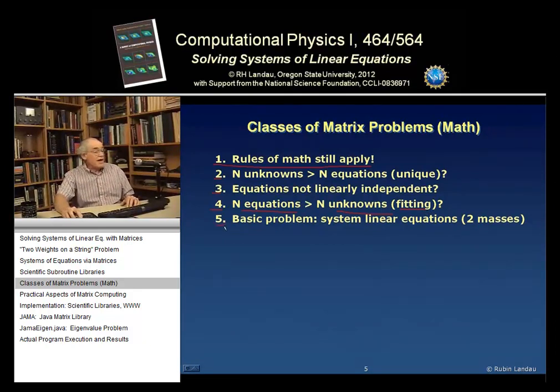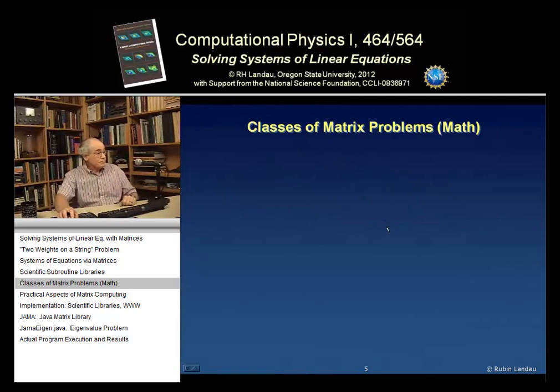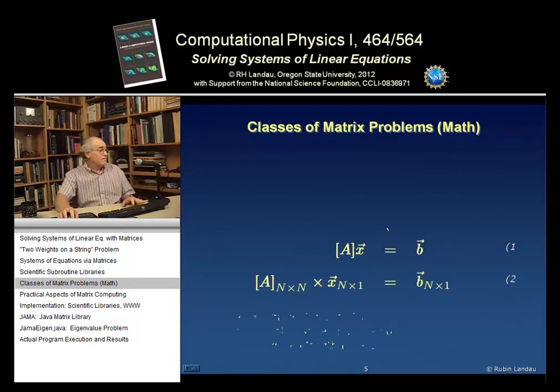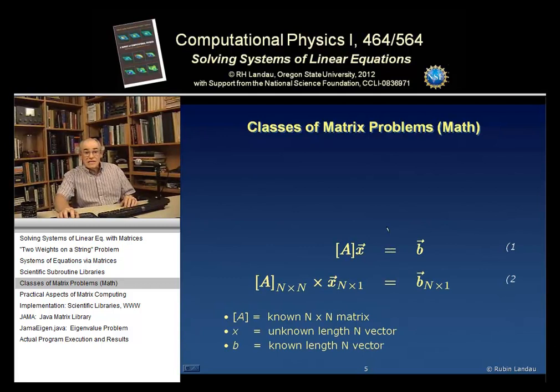So let's now look at our basic problem again. For all of linear algebra, the basic problem is like our 2-mass problem, how to solve a system of linear equations. Then you can write it in simple matrix form. So on the bottom of slide 5, we have our basic linear set of equations. So here equation 1 is our matrix A times a vector X is equal to another vector B. We know A, we know B, we don't know X. So that's what we have to solve for.